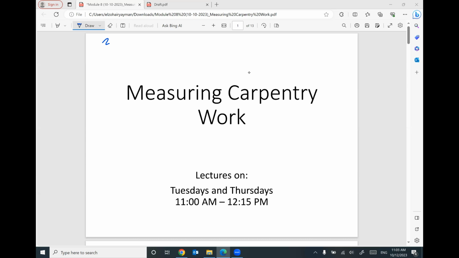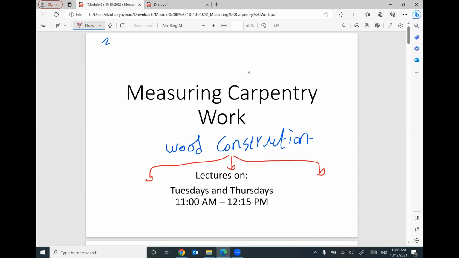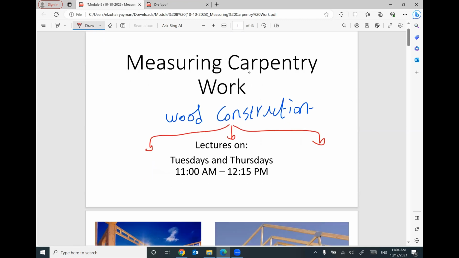We started on Tuesday how to measure the quantity takeoff of wood construction. To be honest with you, we have three techniques to measure the wood construction. The first one, we can measure the lumber volume or lumber quantity takeoff using the unit board foot or board measure.